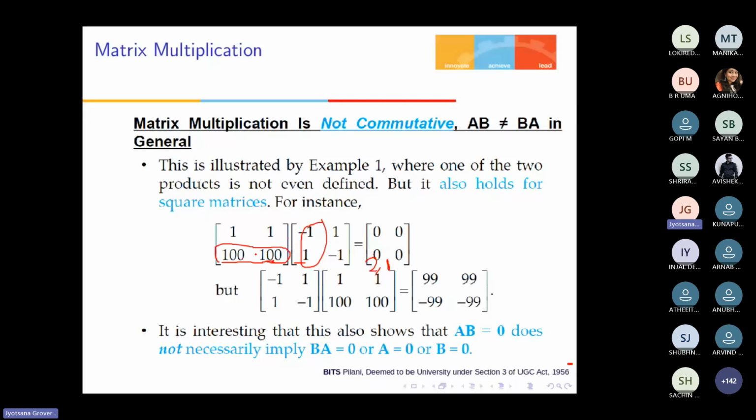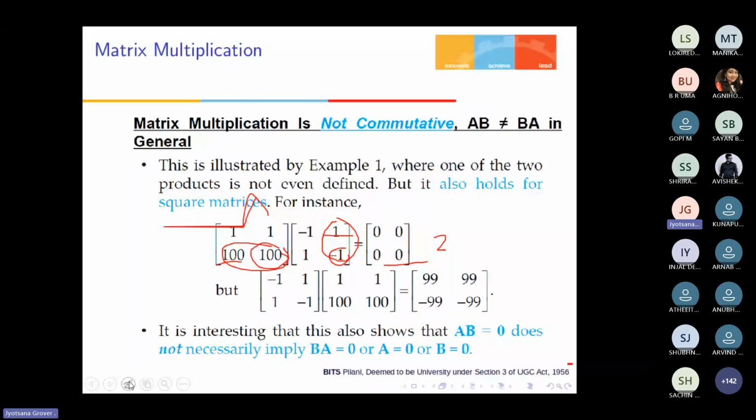Now this is 2 comma 2. This refers to the row of A, and this refers to the column of B. Take the second row of A and take its dot product with the second column of B. So again, you'll get the same result: 100 into 1 plus 100 into minus 1. This is 0. So this is the 0 matrix. So this is your A into B. A into B is a 0 matrix.